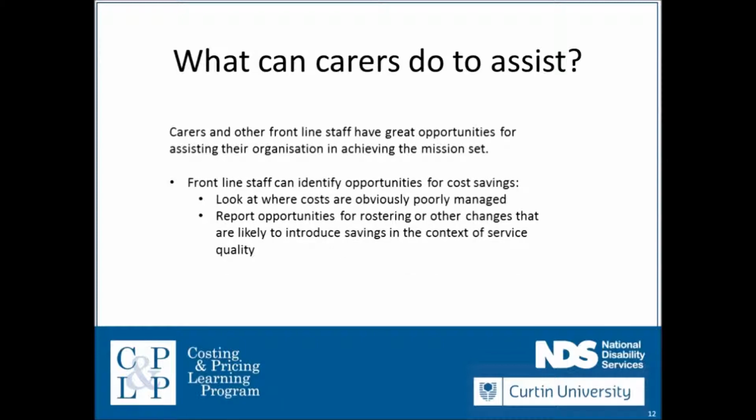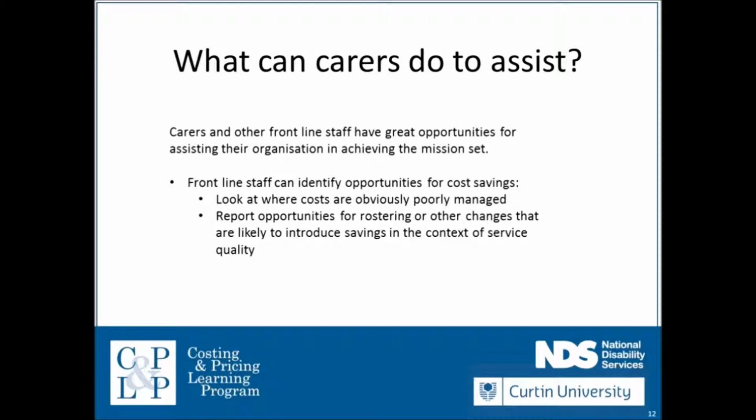Further to that, frontline staff can also identify opportunities for cost savings, and essentially it's important to look at and understand where costs are obviously poorly managed. So where situations that you can see in your day-to-day work where it could be cheaper, easier, more efficient for your organisation to provide services, or indeed reporting on opportunities for rostering or other changes that are likely to introduce savings in the context of service quality. Remembering NDIS is focused on the funding side of things, but of course service quality is very critical.